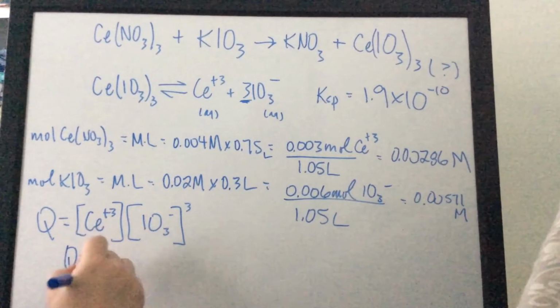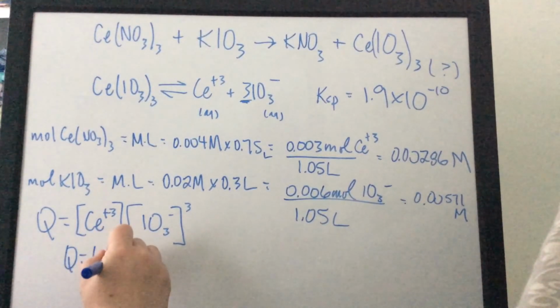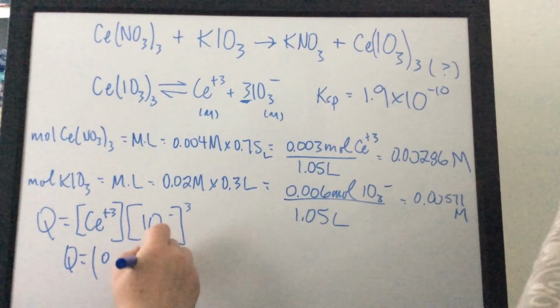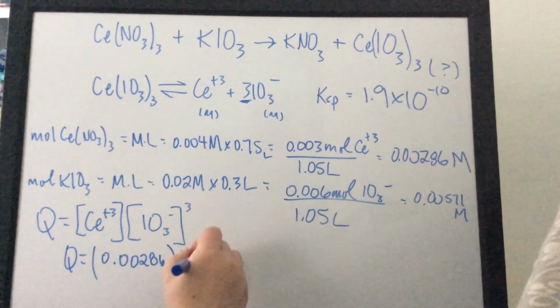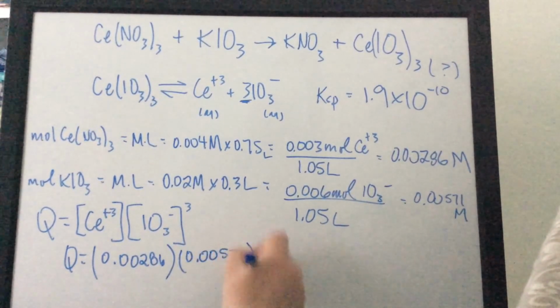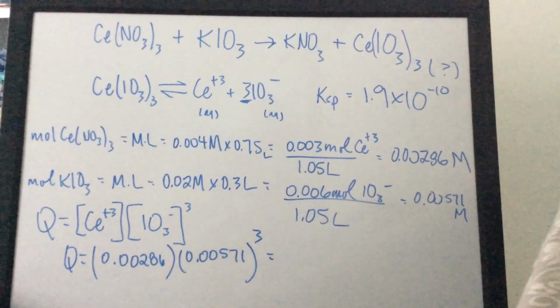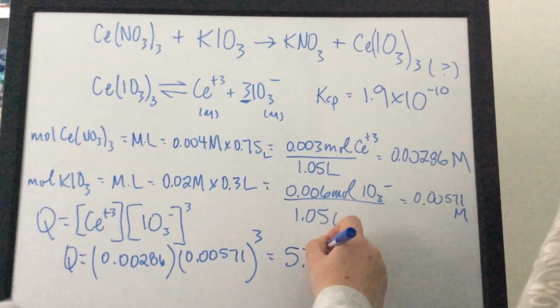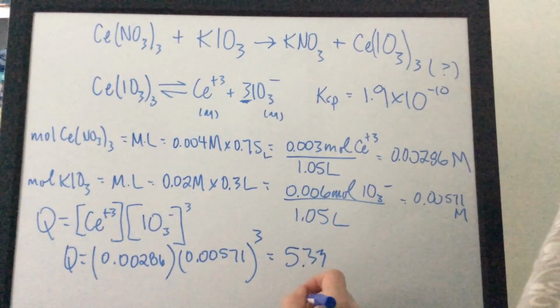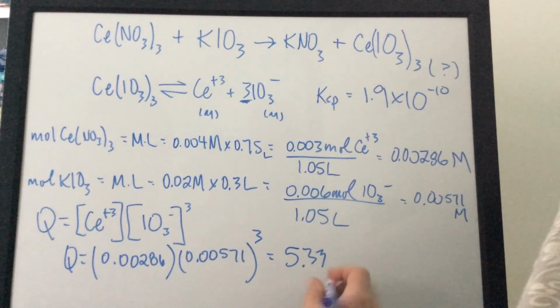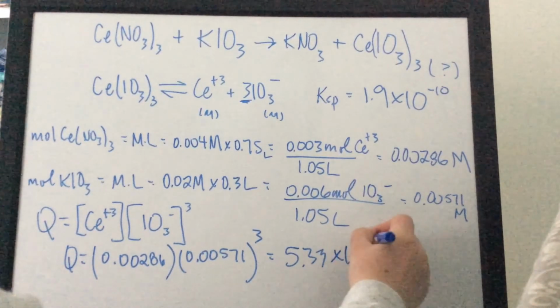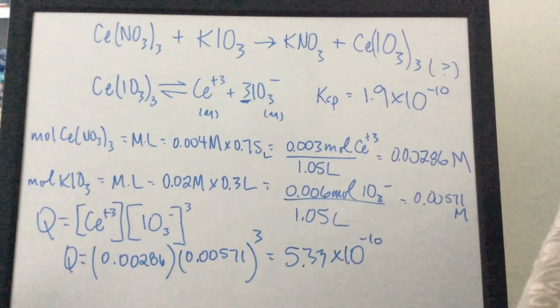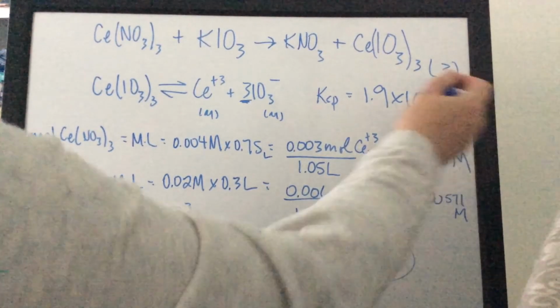So just make sure you cube the right one, or you'll get an incorrect answer. Doing that on the calculator, making sure we don't hit any wrong buttons. I got something along the lines of 5.3 times 10 to the negative 10 for my Q, and then this is where we're going to compare Q to KSP.